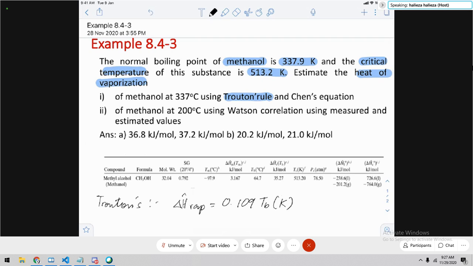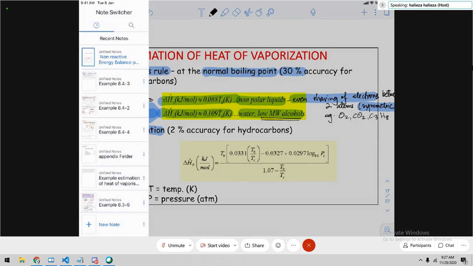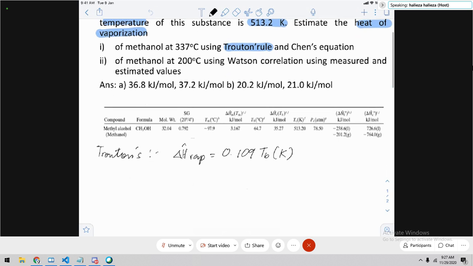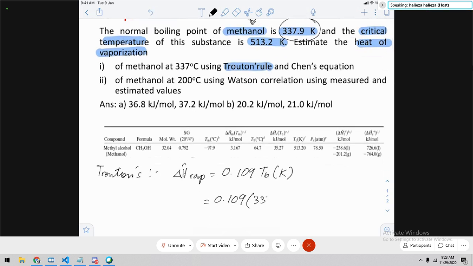So why are we using this equation? Because we are looking at methanol, which is a low molecular weight alcohol. So we're going to use that equation instead of the first equation, which is for non-polar liquids. So we're not going to use that. Let's go back to this example and write down the value of your boiling point: 337.9, the normal boiling point in Kelvin.